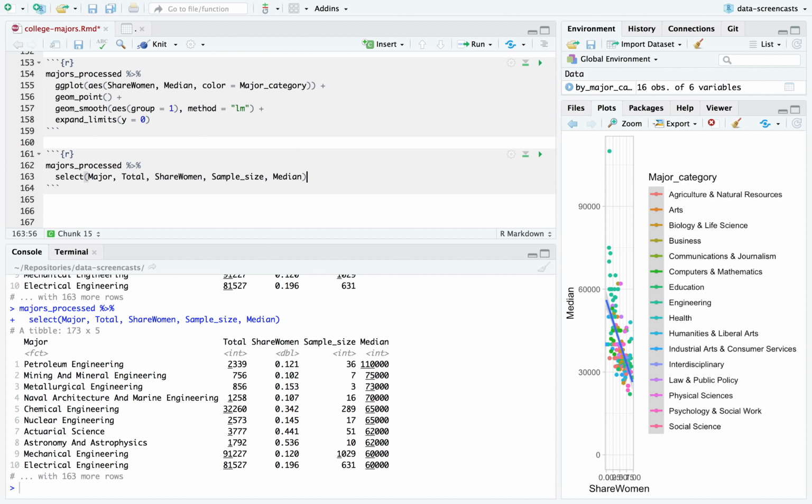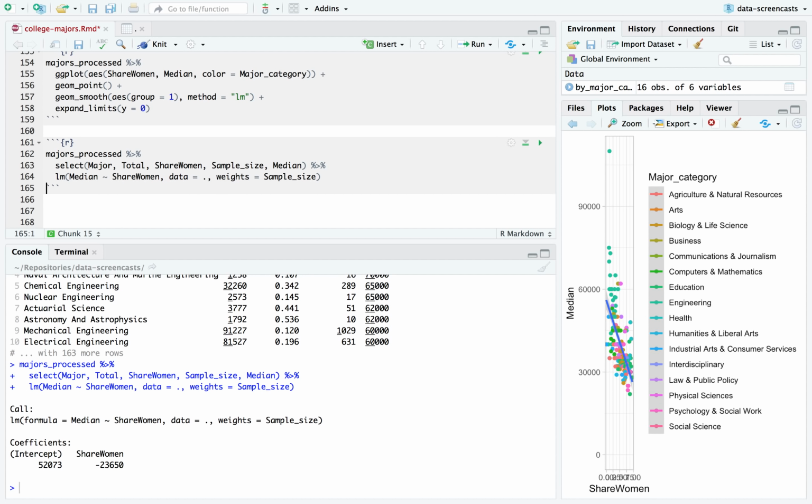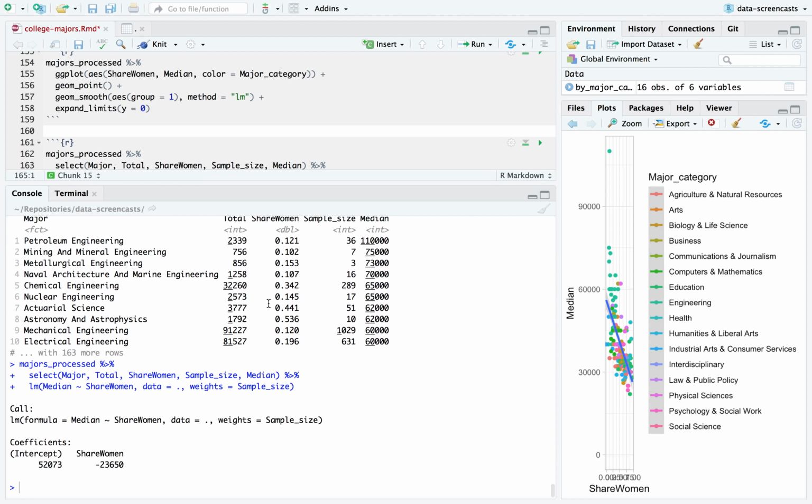measurements going into it. The way we do that is I'm going to pipe it to the lm function for doing a linear model, data equals dot. With this data going in there, we're going to say median explained by share women. I'm going to add one extra argument, which is weights equals sample size. This is a weighted linear regression. Here we go. This weighted linear regression would say count this has way more data than this one does.